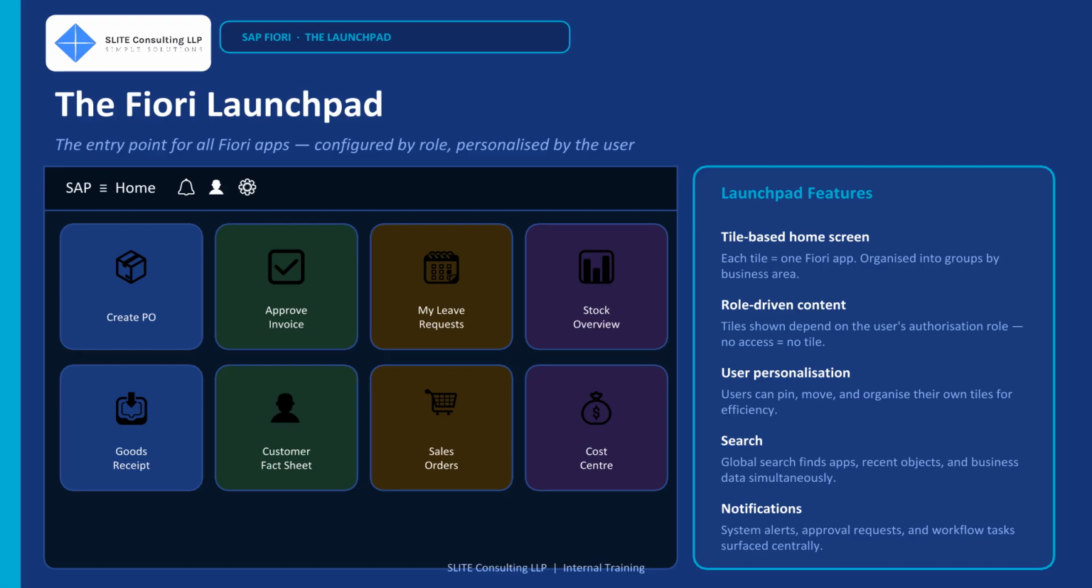Beyond the tiles themselves, the launchpad provides a consistent set of features: global search across apps and business data, a central notifications area for approvals and workflow tasks, and user personalization so each user can pin, move, and organize their own tiles for efficiency.